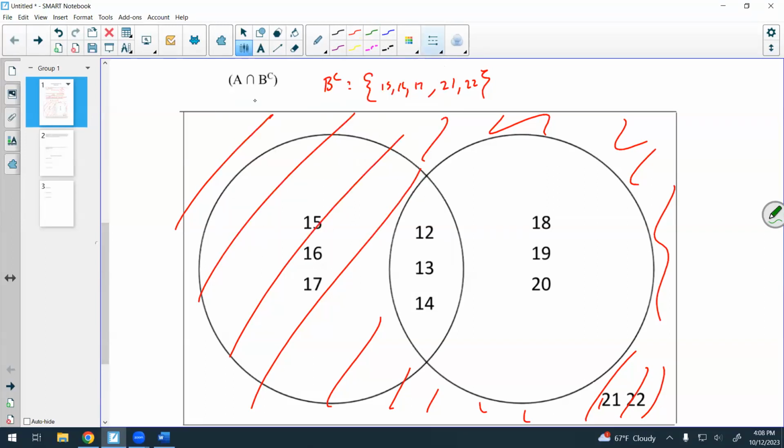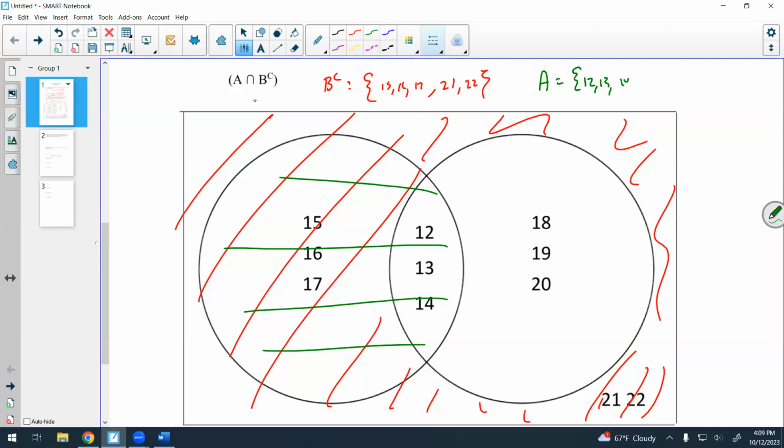Well, that's pretty easy. A is this stuff, everything in A, which is 12, 13, 14, 15, 16, and 17. And I want the intersection. So what do they have in common? You can see it visually or you can see it here. 15, 16, 17.